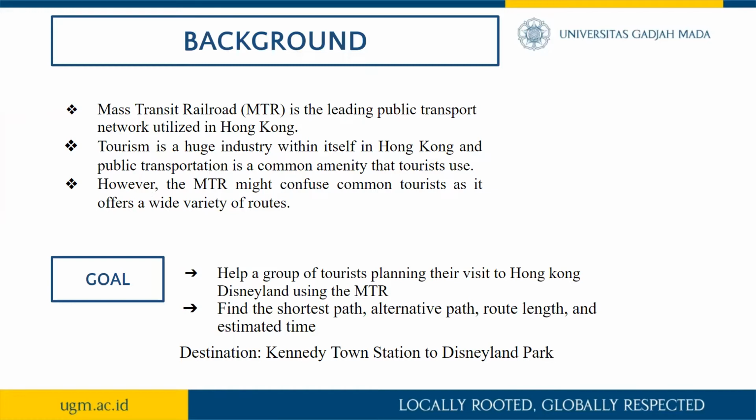Our problem is, as an example, suppose we are helping a group of tourists in Hong Kong and they are planning to visit Hong Kong Disneyland. The nearest MTR station from their hotel is Kennedy Town Station. They also want to calculate the shortest path, the alternative path, the route length, and also the estimated time from the nearest MTR station to the Disneyland Park.